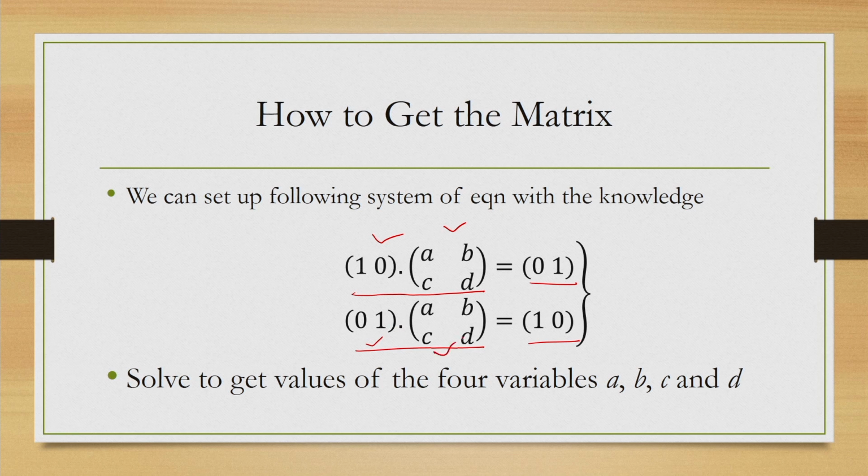If we multiply these two matrices in the first case as well as in the second case, and equate the result with the terms on the right hand side in both cases, we will get a series of equations. If we solve those equations, we will get the values of the 4 elements A, B, C and D, and that is how we got the transition matrix that we have seen before.